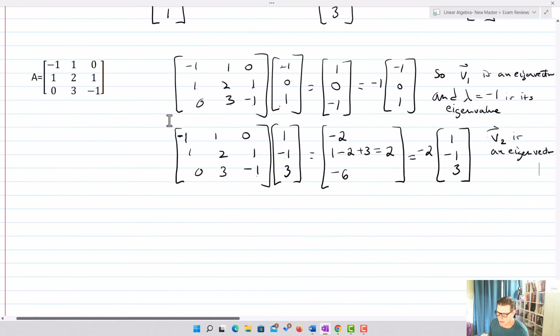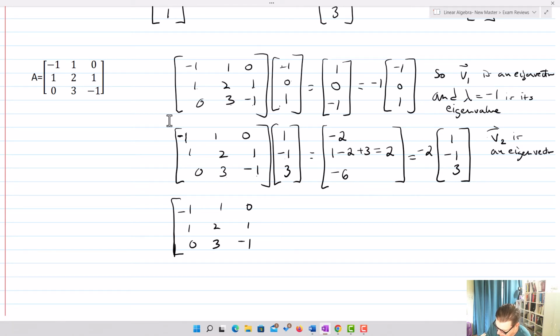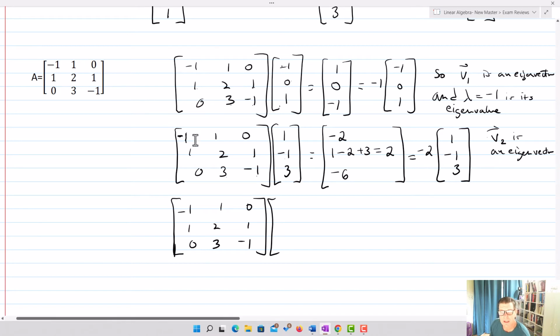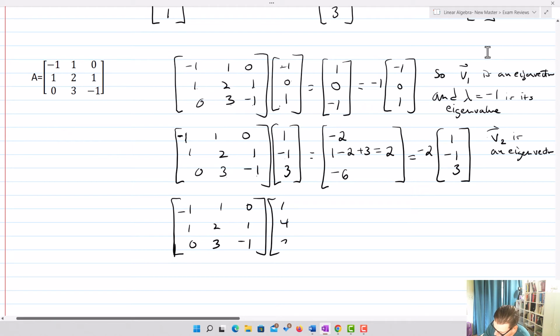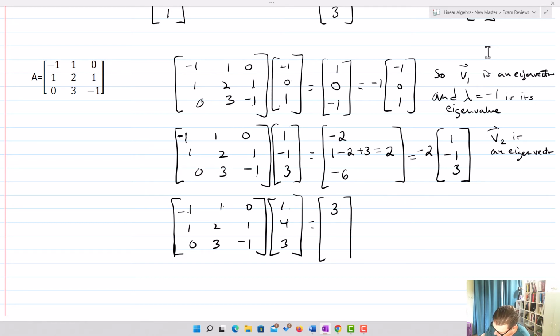Now finally, last, we're going to take A, in other words, -1, 1, 0, 1, 2, 1, 0, 3, -1. We'll multiply that now by 1, 4, 3. This is going to now equal, -1 plus 4 is going to end up being 3. And then 1 times 1 is 1, 2 times 4 is 8. So 1 plus 8 plus 3 equals 12.